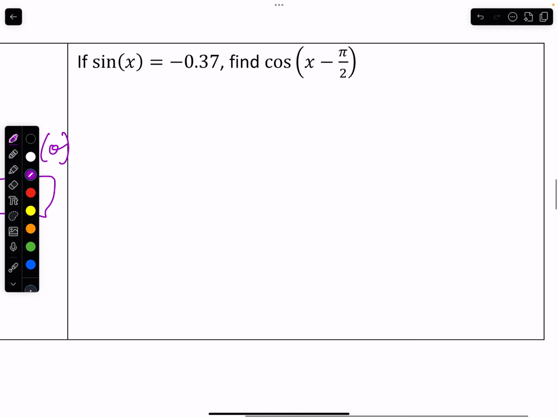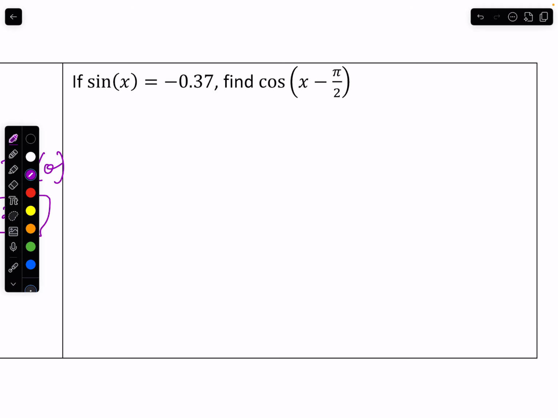All right, if sine of x equals negative 0.37, find cosine of x minus pi over 2. So again, I want this to be pi over 2 minus x. So first, I'm going to write cosine of x minus pi over 2. I'm going to factor out the negative.